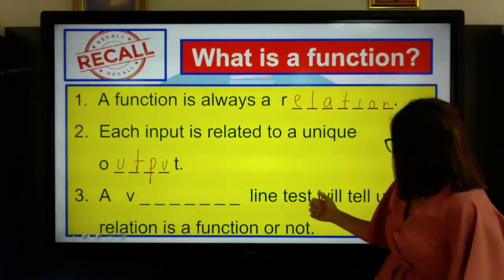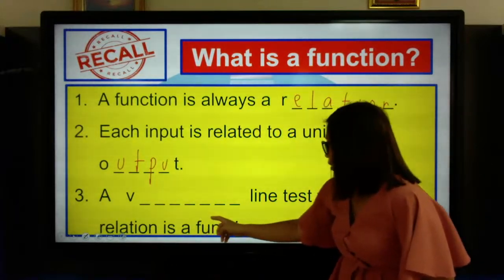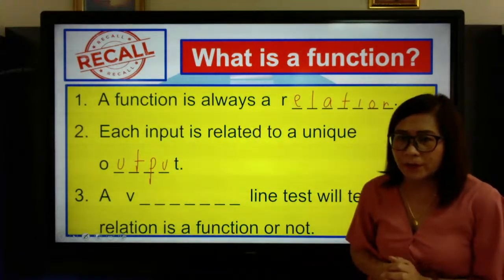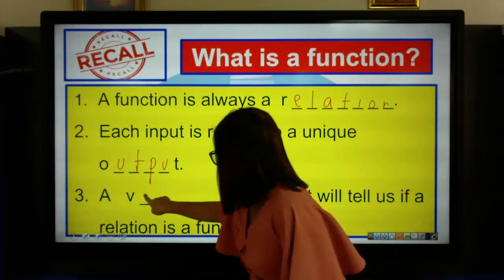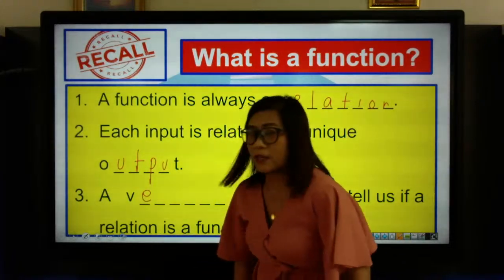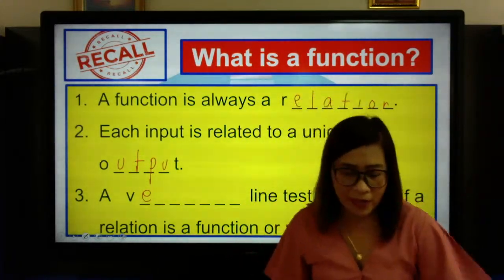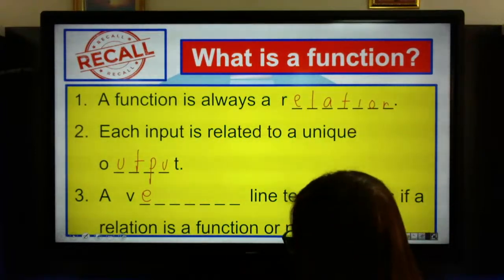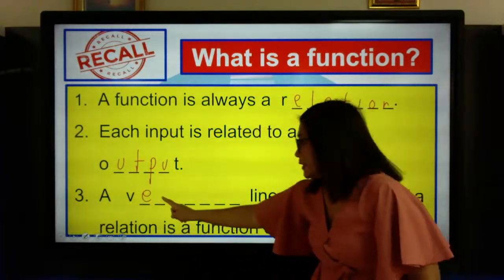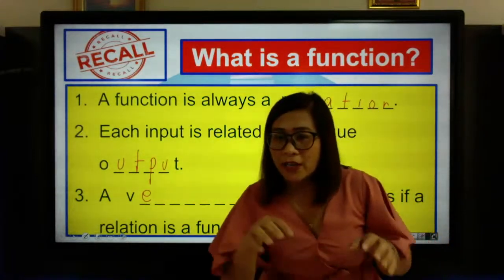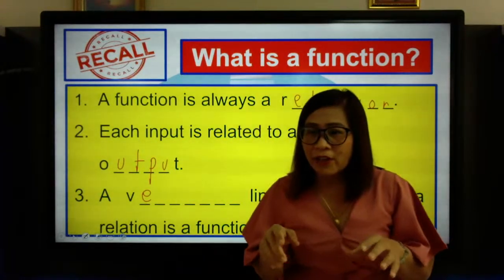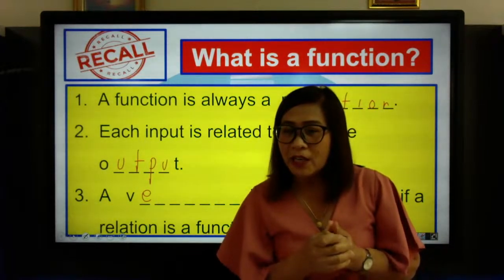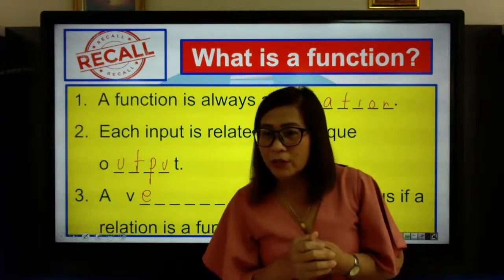The third one, we do it fast. A blank blank test will tell us if the relation is a function or not. So number 3, what is the word? It begins with letter B and the next letter is E. What is the word? Okay, you do it now. Type the word in English. Don't forget to write your name in English, class in English, also your number.